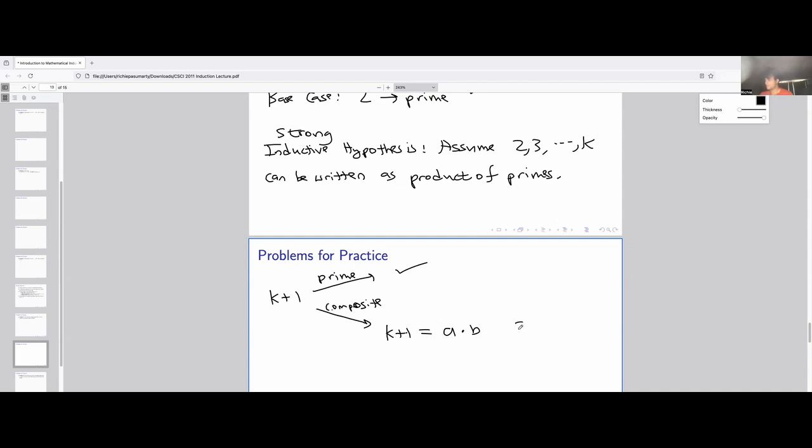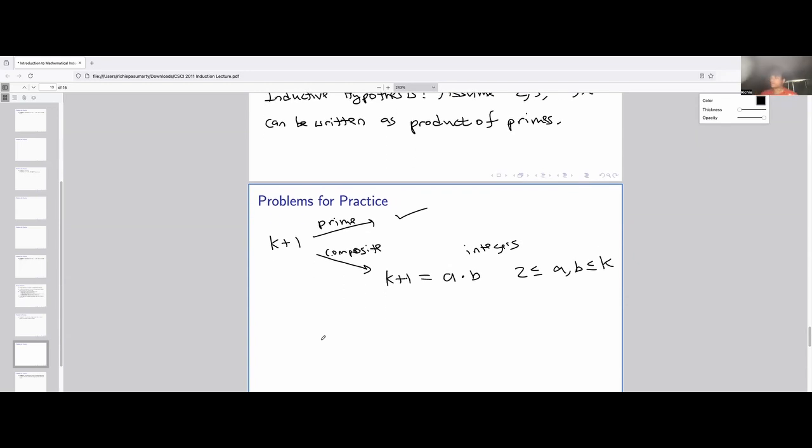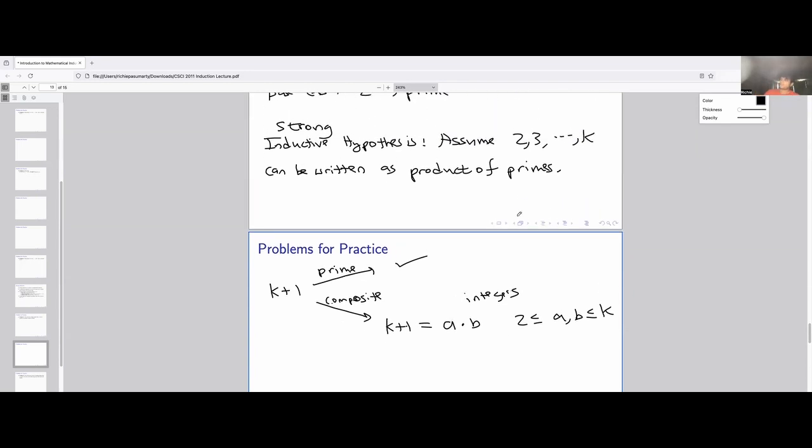So I also have this. I'll just say a and b are integers, and then 2 is less than or equal to this, right? I noticed that a, since it's between 2 and k, is the product of primes. And b, since it's between 2 and k, is also the product of primes. So I'm taking a times b. I'm taking a product of primes times a product of primes.